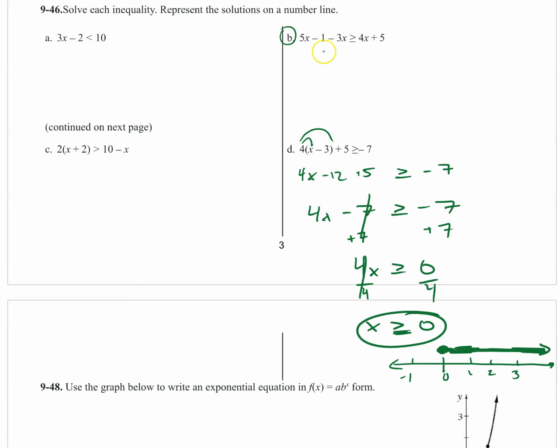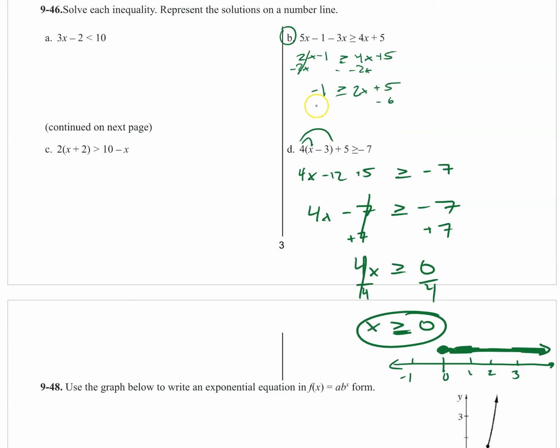For B, I need to combine like terms, so that's going to be 2x minus 1 greater than or equal to 4x plus 5. 5x minus 3x is 2x. Okay, then I picked the smaller of the x's, which is 2x. I'm going to subtract 2x from each side. And I get negative 1 greater than or equal to 2x plus 5.